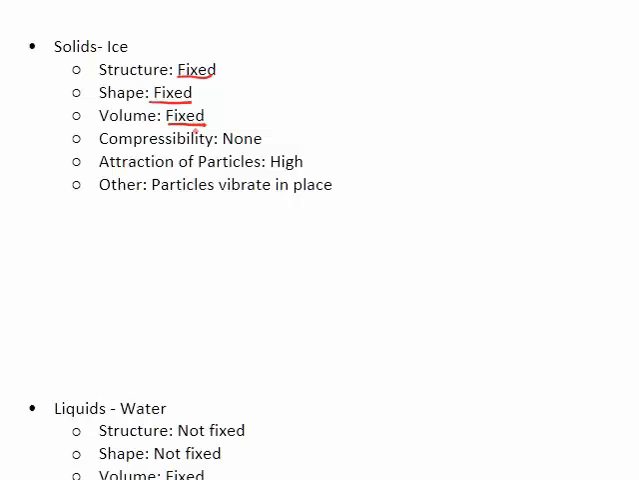What does that mean? That means that it doesn't change. So if I have ice, obviously if it's cold enough, it will always retain that same shape unless, of course, I break it or change it, or raise the temperature. But other than that, a solid will always be a solid. It will always have the same structure, the same shape, and it will always occupy the same amount of space, or the same volume.